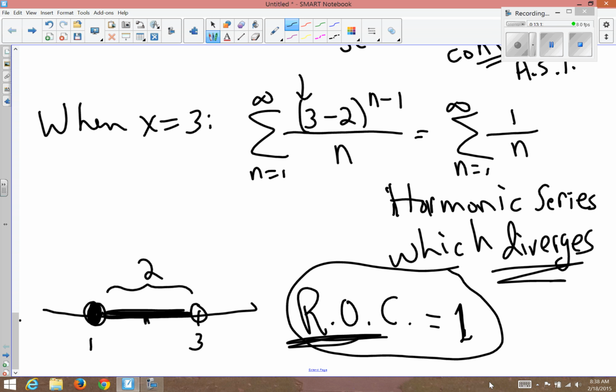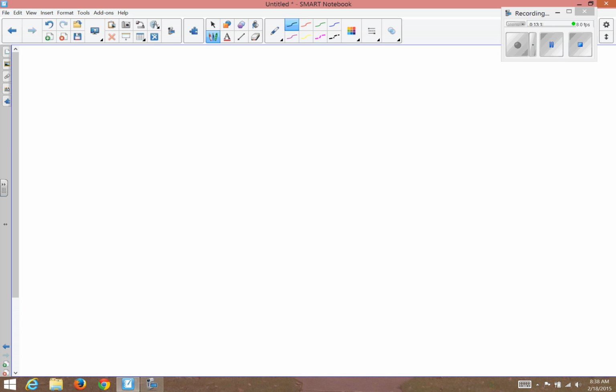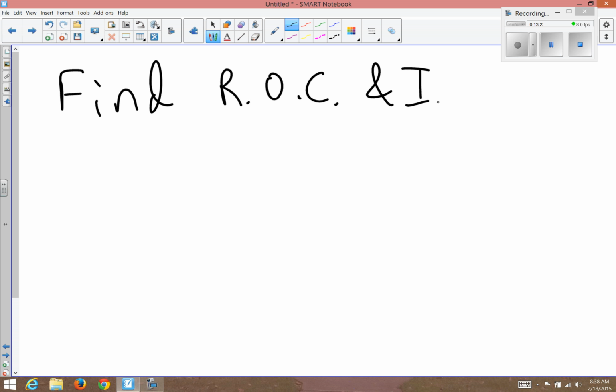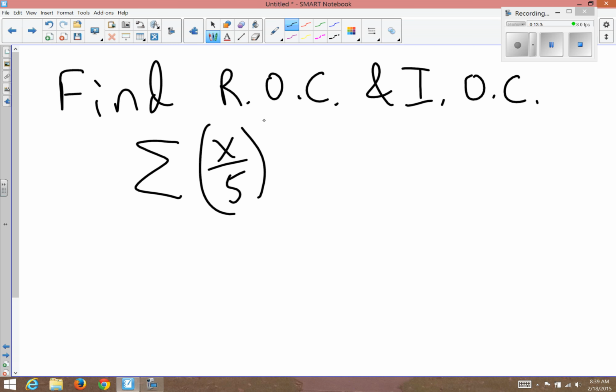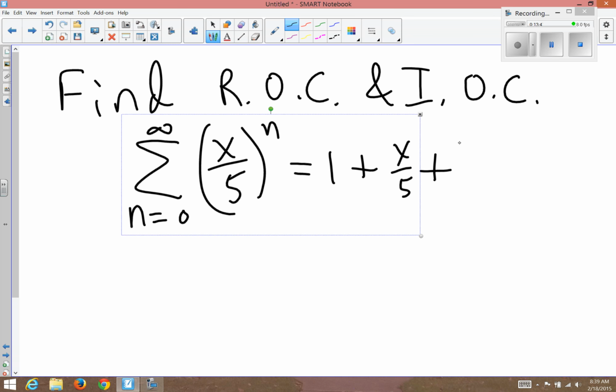And we're going to do one more example. The question is to find the radius of convergence and the interval of convergence for the power series, sigma (x over 5) raised to the nth power, starting at 0 and going to infinity. (X over 5) to the 0 power is 1. (X over 5) to the first power is x over 5. (X over 5) to the second power is x squared over 25, etc.